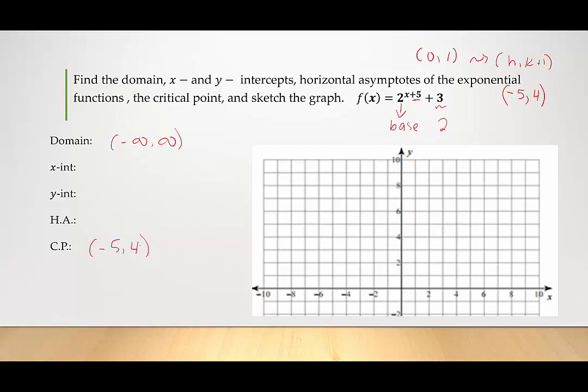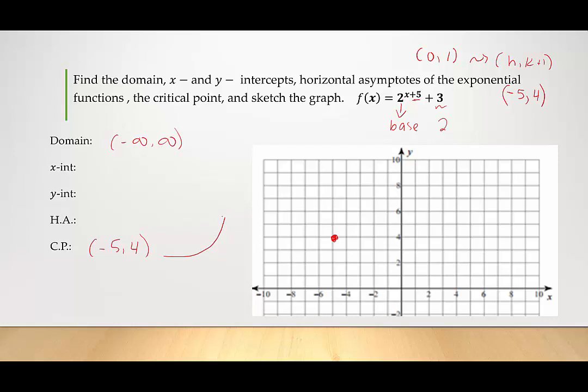So that's where the change from flattening out to going really, really steep will occur. I'm going to go ahead and graph that point because that's going to help me here. So here it is right here, my critical point. Now, the graph, remember, this is growth, so it's going to look like this. This indicates to me that we are not going to see an x-intercept.